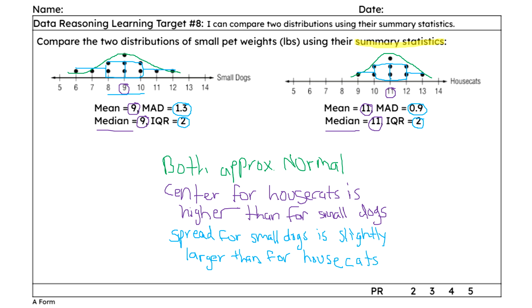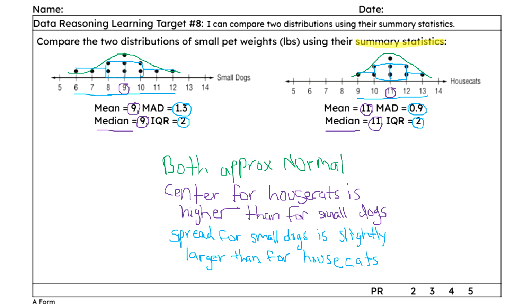So there is a little bit more variability for dogs. We have some dogs that are only 6 pounds and some that go up to 12, but on average they're around 9 pounds for a small dog. Whereas for house cats, we have sort of a minimum value here of 9 and they go up to 13. So that's a smaller distance right here than right here. There's a little bit more consistency, less variability for house cats than dogs. And they tend to weigh a little bit more as well because their center is up at 11 rather than down at 9.